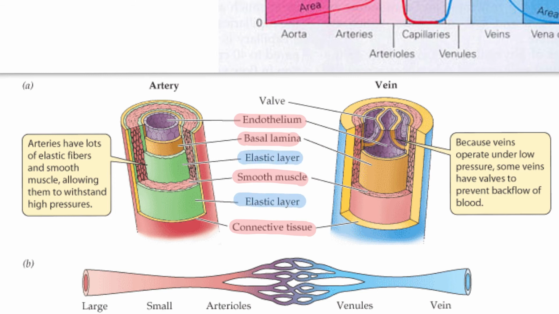This is because they don't need the stretch and recoil, because they're not being affected by the pumping of the left ventricle. The other thing that we see that's different in veins is the presence of valves. So because veins operate under low pressure, some veins have valves to prevent backflow of blood. So these valves will snap shut to prevent blood from flowing backwards.